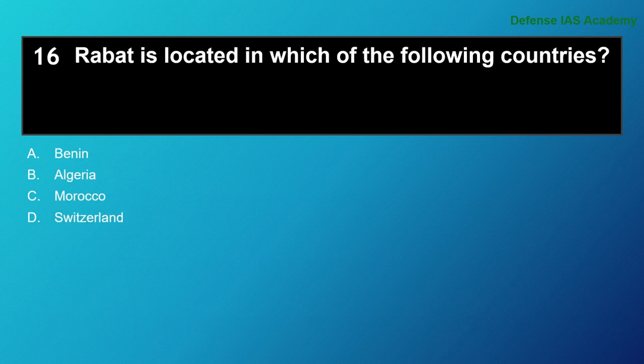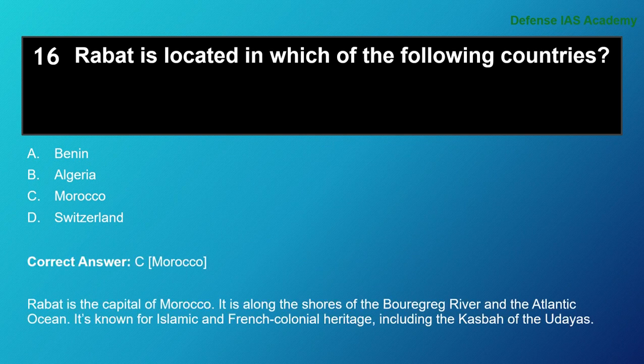Rabat is located in which of the following countries? The answer is option C, Morocco. Rabat is the capital of Morocco. It is along the shores of the Bou Regreg River and the Atlantic Ocean. It is also known for its Islamic and French colonial heritage, including the Kasbah of the Udayas.